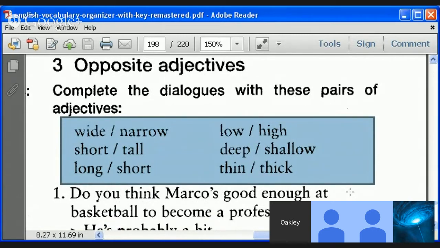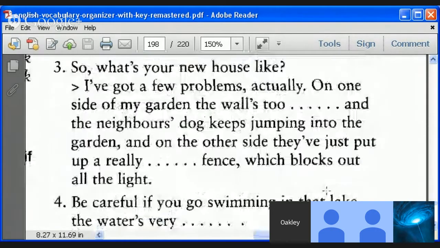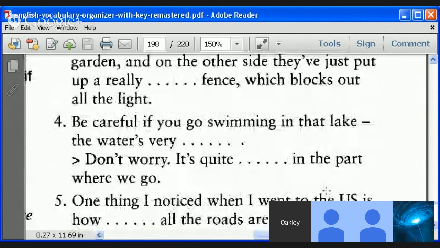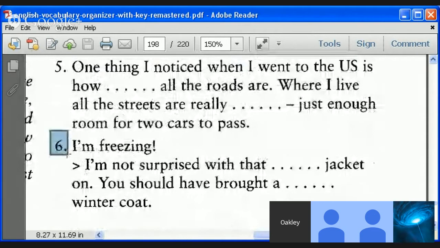Oh, maybe. Okay, can I read again? Could I read again? Okay, yeah, please. Sure. Okay.